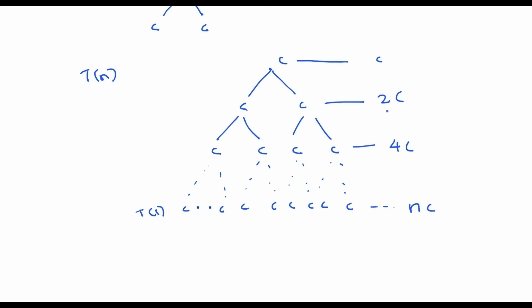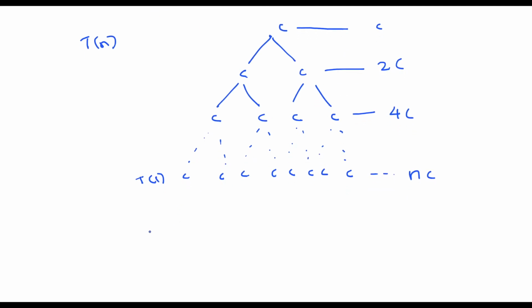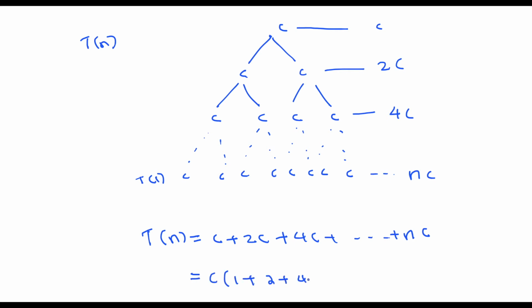Now our job is to add all these values. So the total cost is T of n is equal to C plus 2C plus 4C plus all the way up to nC. Okay, so we have to find this sum. And if I take the value of c out, then I have 1 plus 2 plus 4 plus etc. plus n. Okay, so this is essentially a GP.